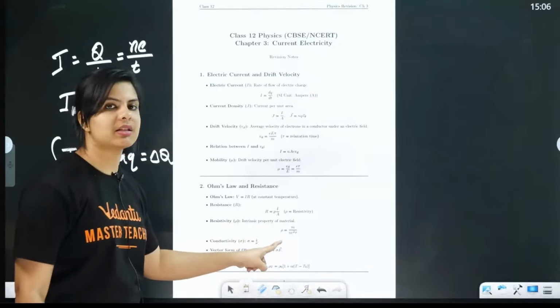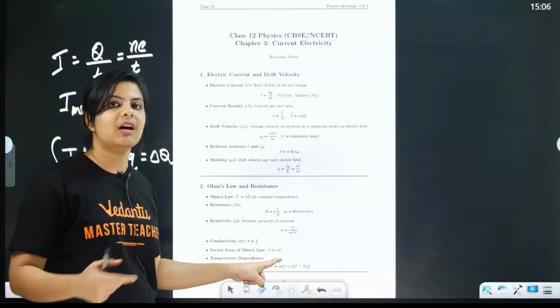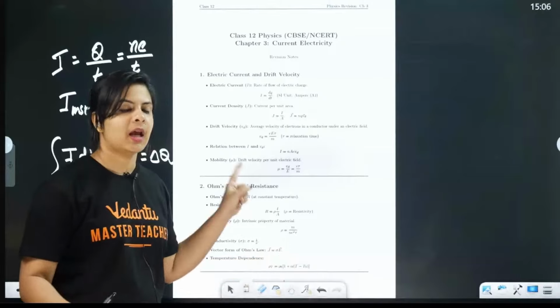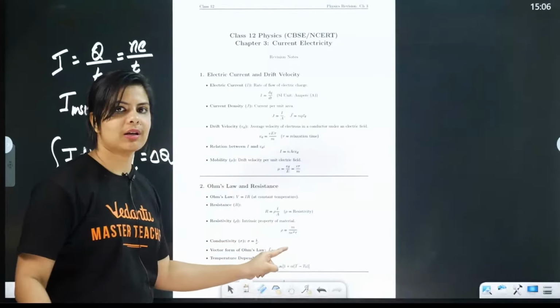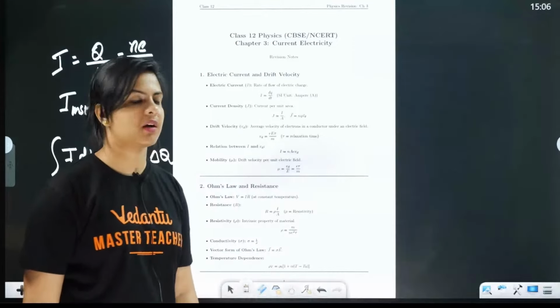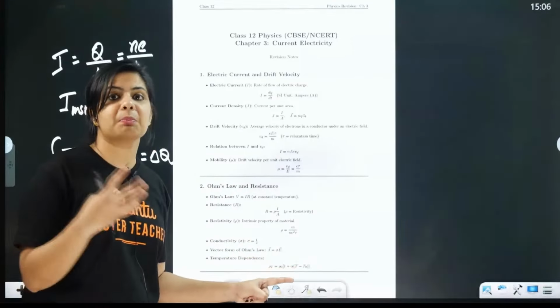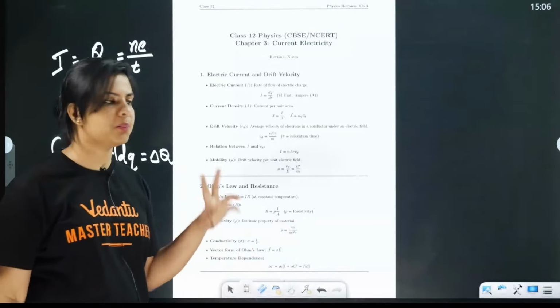Next, the resistivity, or the microscopic form of Ohm's law, that is J is equal to sigma E. So you should know the rho value, or 1 by sigma value, which will come as m by n e square tau. This is the basis on which we discuss the temperature dependence, so this equation is also important.